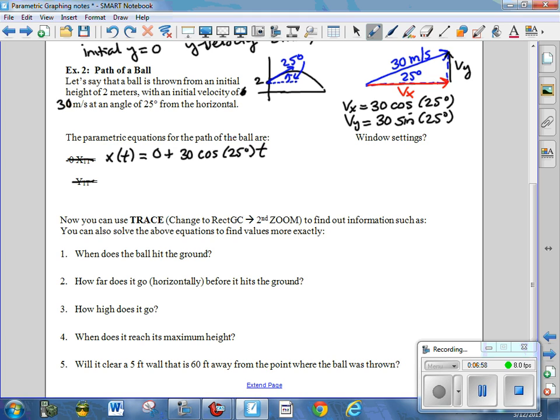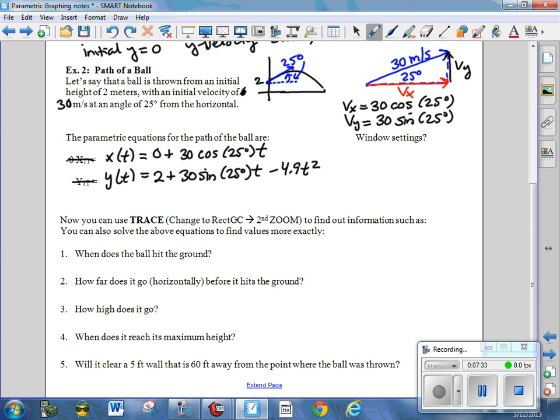That's the rate of change. Actually, slope's probably a bad way to describe it in this case just because we have a pair of equations. But if I was just looking at the x direction, that tells me how much the x component is changing for every second in this case. Y of t then has an initial position of 2 plus 30 sine of 25, which is its rate of change, times t, minus 4.9 t squared to represent acceleration due to gravity. So it's being pulled downward with the force of gravity.